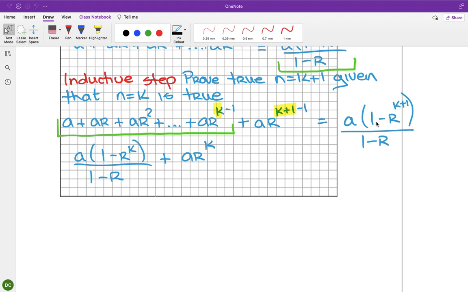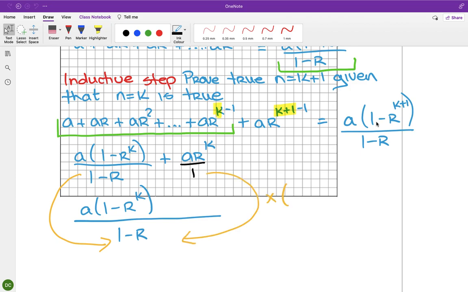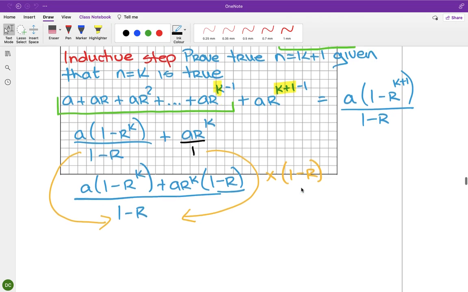So I think a common denominator, and the common denominator will be 1 minus r. For the fraction on the left, we're not changing the denominator, so we won't change the top line. Now the fraction on the right, though, we are multiplying the denominator by 1 minus r, so we need to do the same thing on top. So it's ar to the k, and we're going to multiply by 1 minus r.